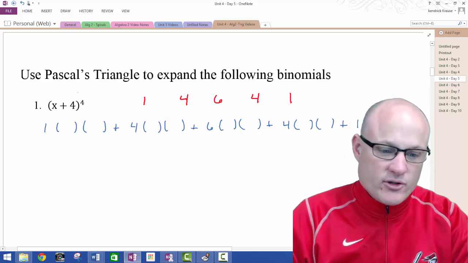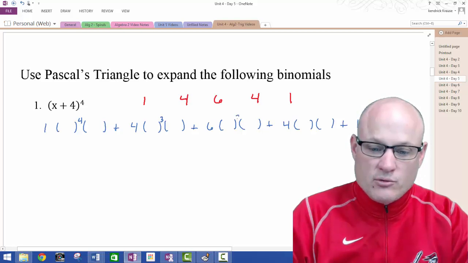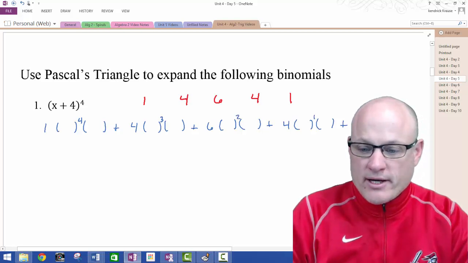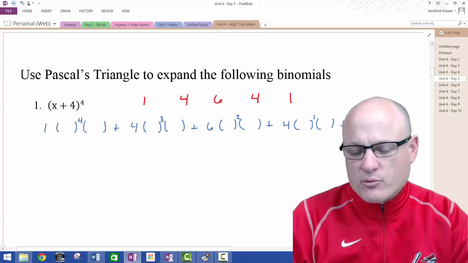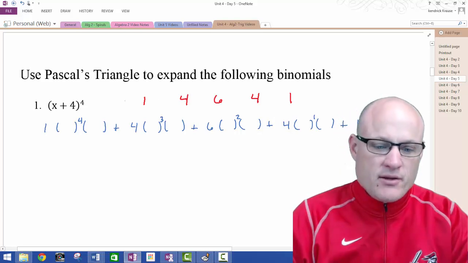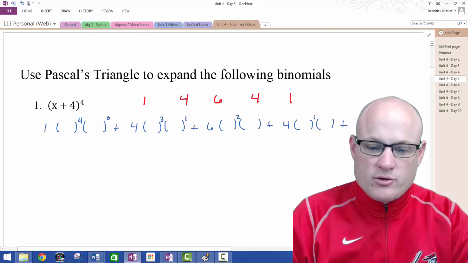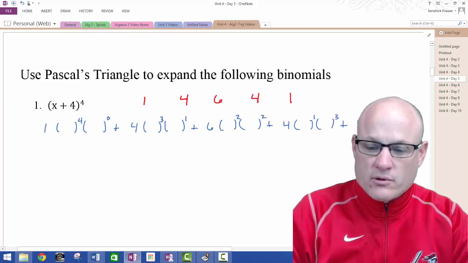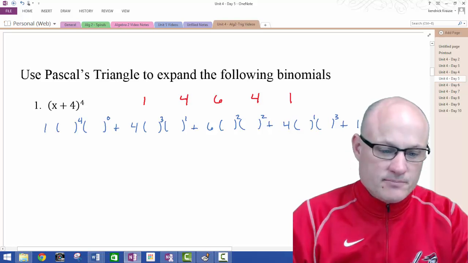All right, so the degrees on the first one start high: 4, 3, 2, 1. And I put a 0 here, even though everybody knows that anything raised to the 0 power is just 1. I'll put it there. The second ones are going to start low. We'll start with 0, 1, 2, 3, 4. Now that I've done that, I'm going to get rid of the zeros because I really don't need the zeros.